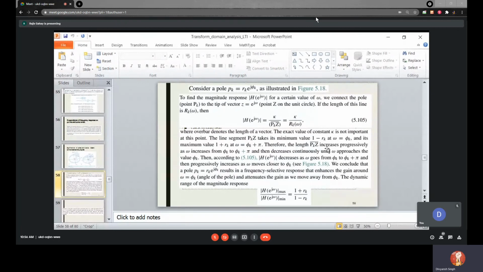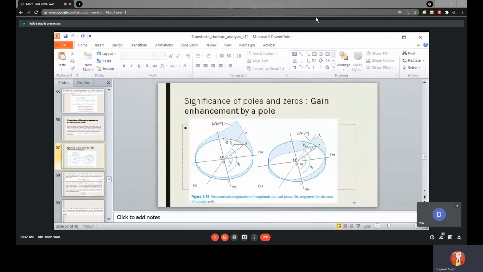So the length pkz increases progressively as omega increases from phi k to phi k plus pi, and then decreases continuously until omega approaches the value phi k again. So it goes from 1 minus rk to 1 plus rk, and then again goes back to 1 minus rk as it comes back here. Okay.